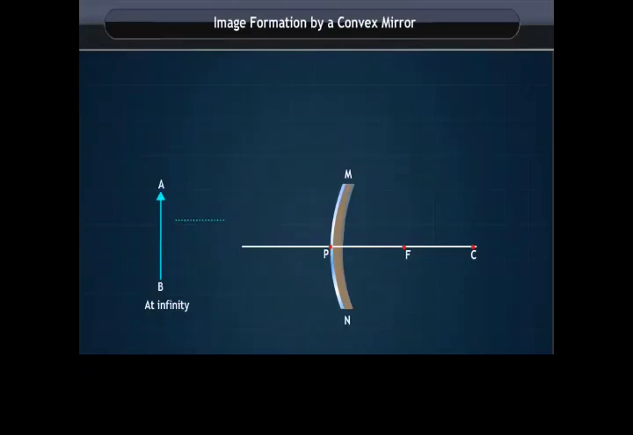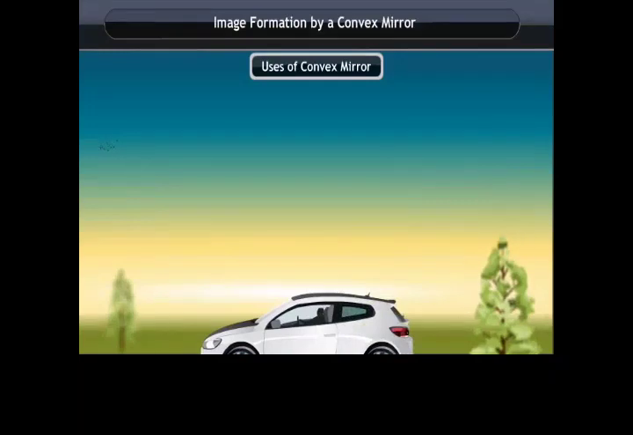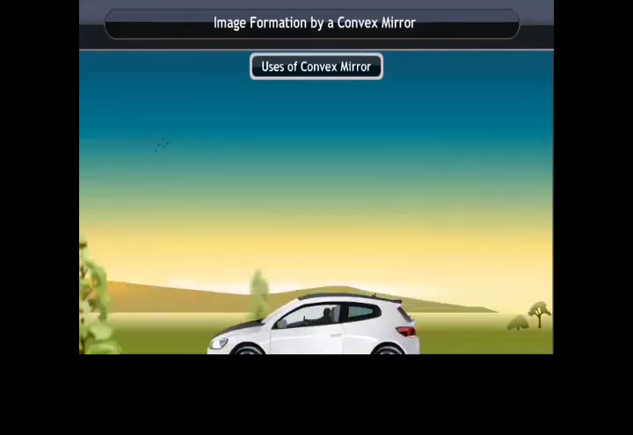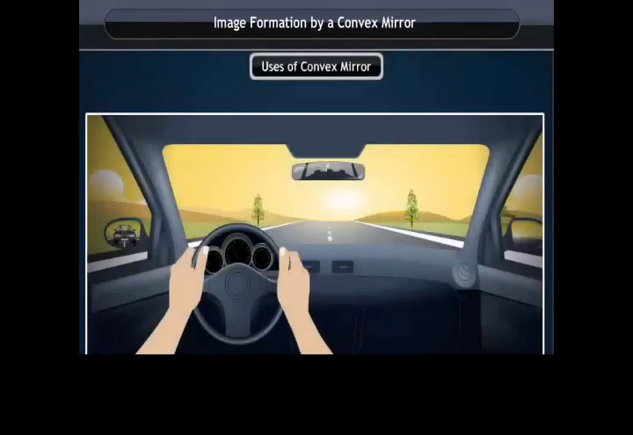If the object is placed at infinity, image is formed at the focus, highly diminished, virtual, and erect behind the mirror, point-sized. Convex mirrors are used as rear-view mirrors in vehicles. Convex mirrors give erect, diminished images of the objects. They also have a wider field of view than the plane mirrors.